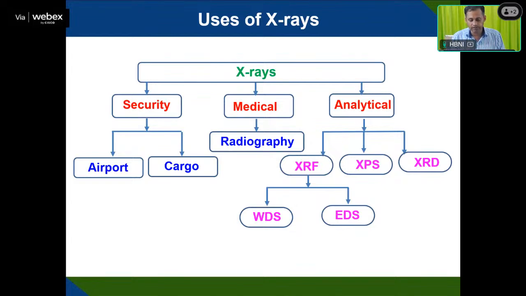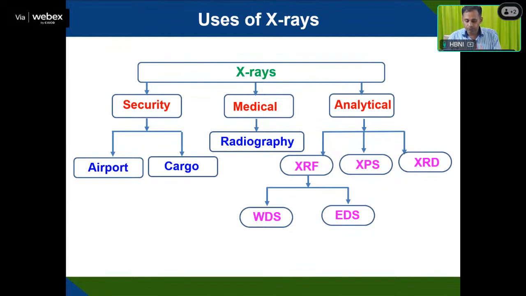If you see the applications, they can be used for security purposes. You can see in airport or cargo scanning, we use X-rays for scanning of the material based on atomic Z value. And in medical also, you can see radiography, the X-ray film we use on different parts of our body. But in analytical techniques, which we will mainly discuss, the security and medical issues will not be discussed. We'll mainly discuss the analytical techniques.